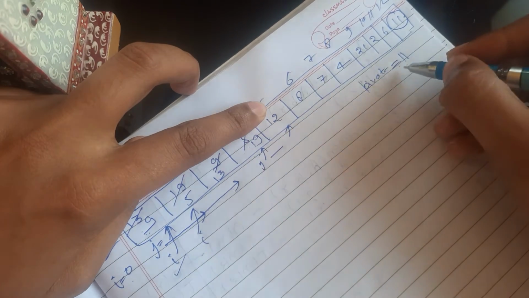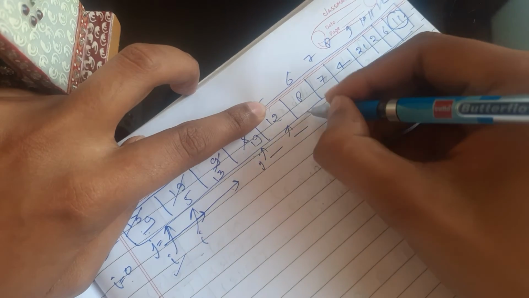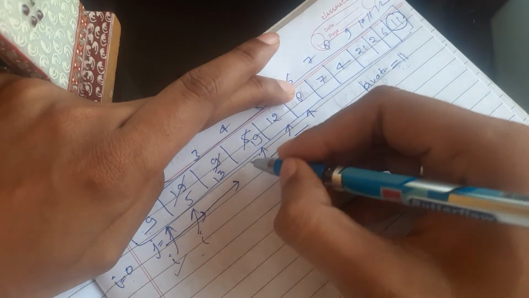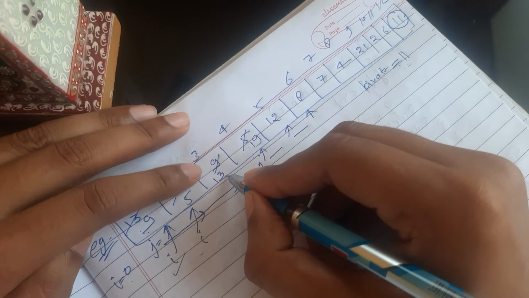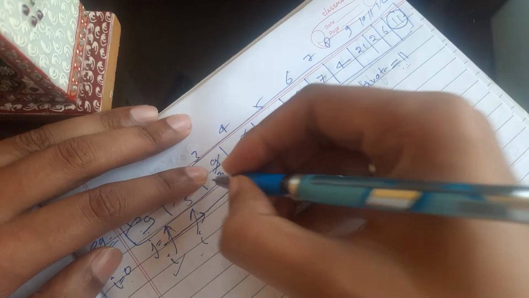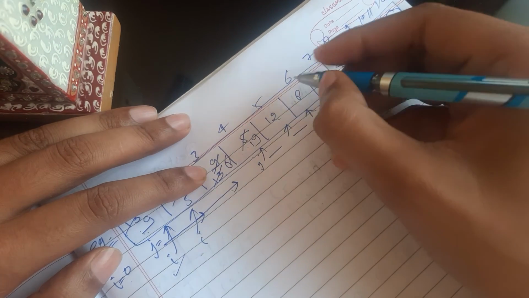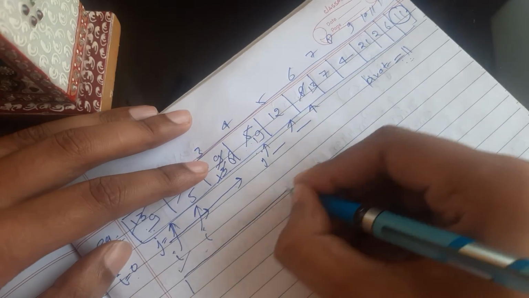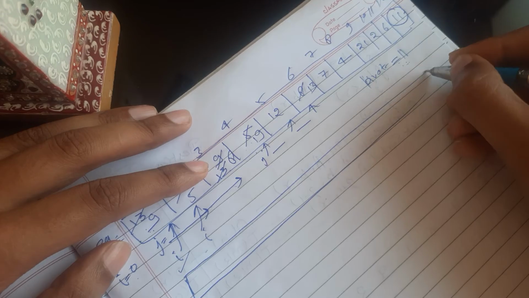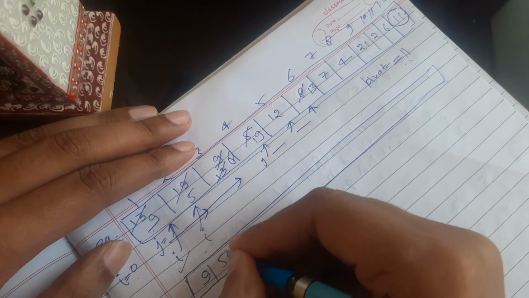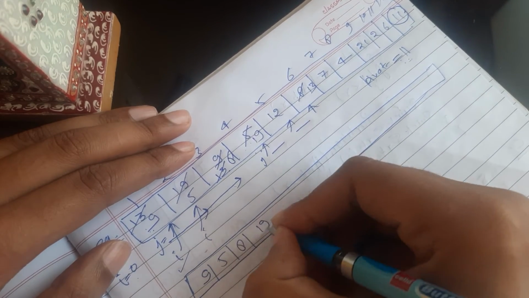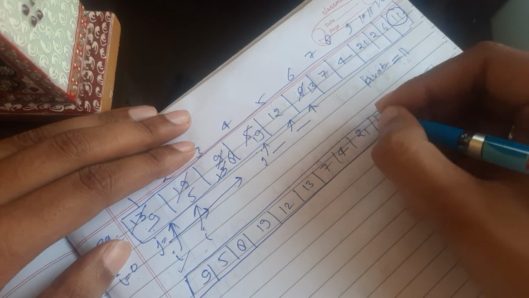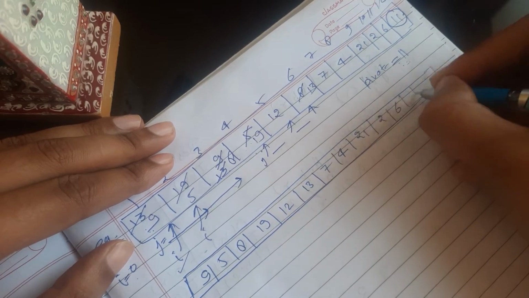Is A of J less than or equal to pivot? No. Then we increment J. Is A of J less than pivot? It's true. Then we increment I and exchange A of I with A of J. Then 8 is here and 13 is here, like this. The new list is like this: 9, 5, 8, 19, 12, 13, 7, 4, 21, 2, 6, 11.